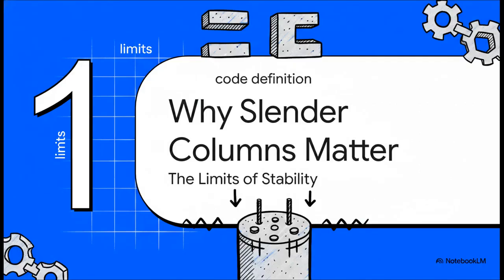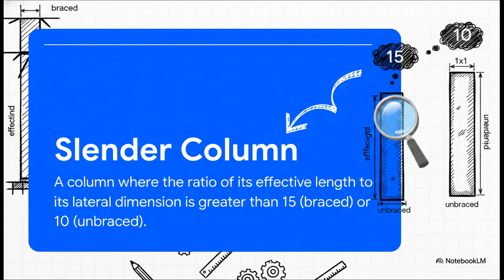Okay, so with that in mind, let's dig into how the code formally defines these columns and why these rules exist in the first place. It's all about keeping our buildings safe. So, here they are. These are the magic numbers from the code, your official thresholds. It's a pretty simple ratio, effective length divided by the column's dimension. If that number is bigger than 15 for a braced column or 10 for an unbraced one, well, welcome to slender column territory. You've got to follow the procedure.